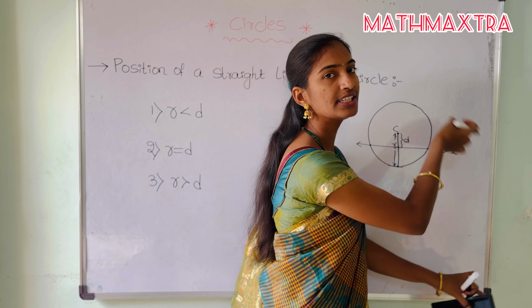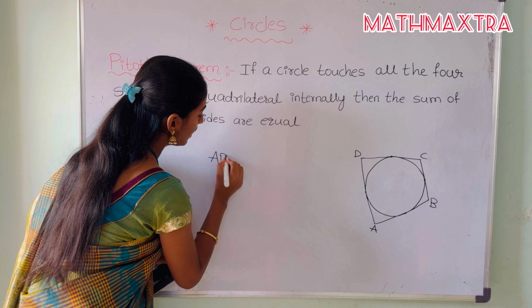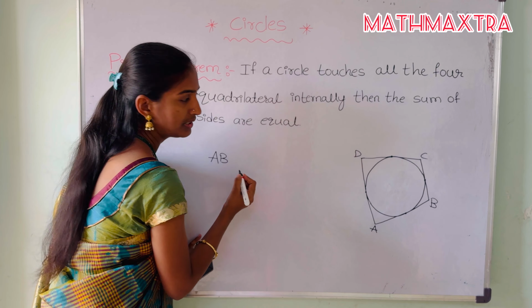The sum of the opposite sides are equal. Means in this quadrilateral, the sum of the opposite sides are equal. If ABCD is a quadrilateral, then AB and CD are opposite sides, and BC and AD are opposite sides. So according to the theorem, the sum of the opposite sides are equal: AB plus CD is equal to BC plus AD. This we have to prove.